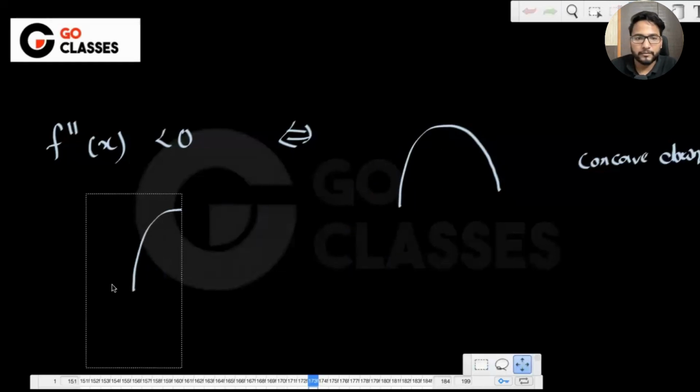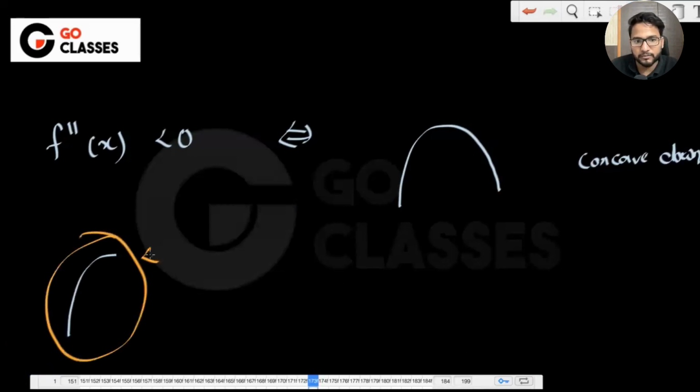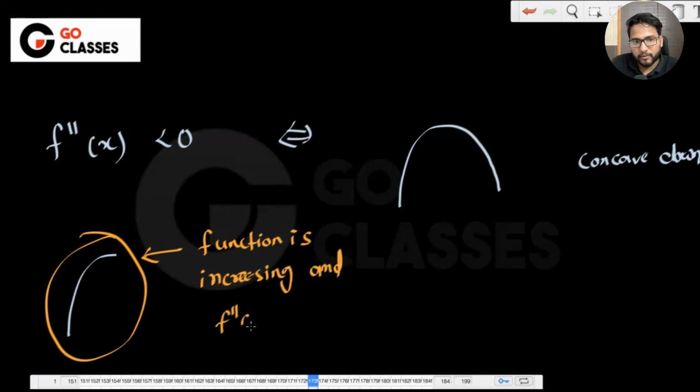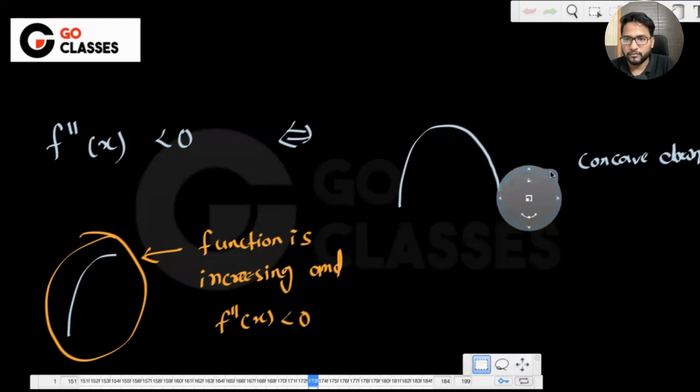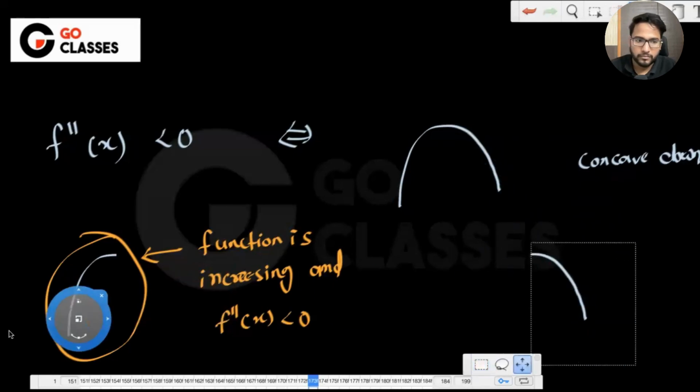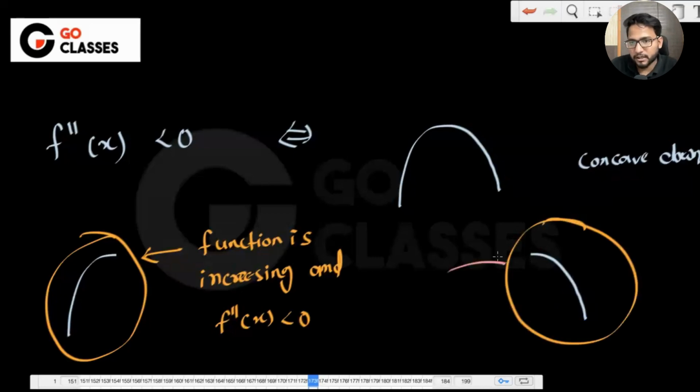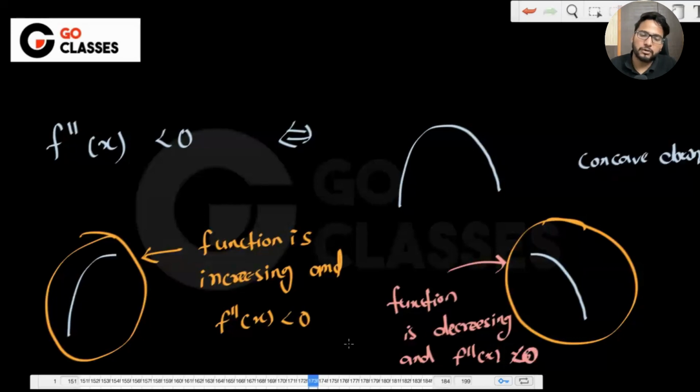If f double dash x is less than 0, then it means that the function is concave down. So if the function at that particular point is increasing, let's suppose, and f double dash x is less than 0, then the function will look something like this. And if the function is decreasing and f double dash x is less than 0, you will see something like this. So if f double dash x is less than 0, the function could be increasing, the function could be decreasing.